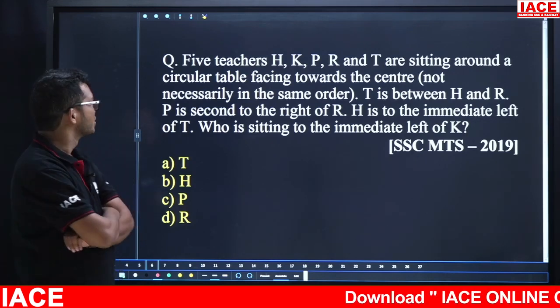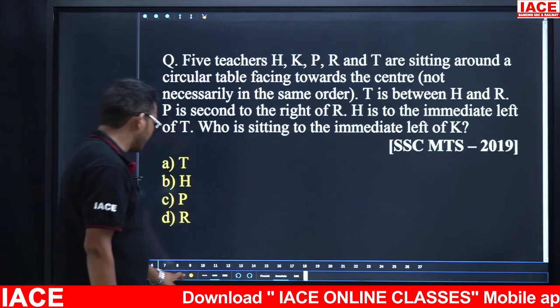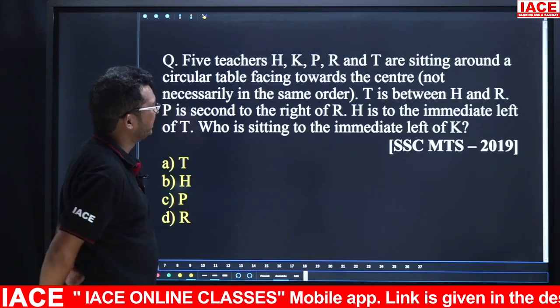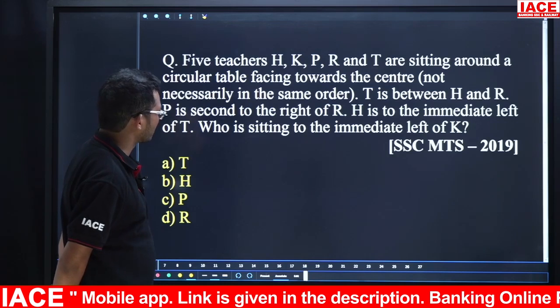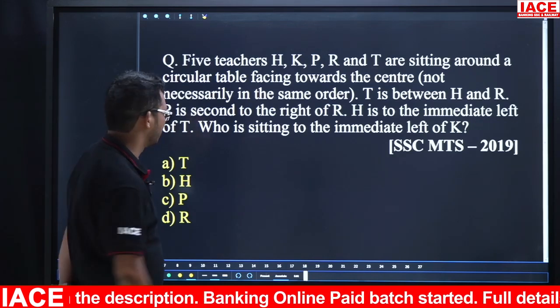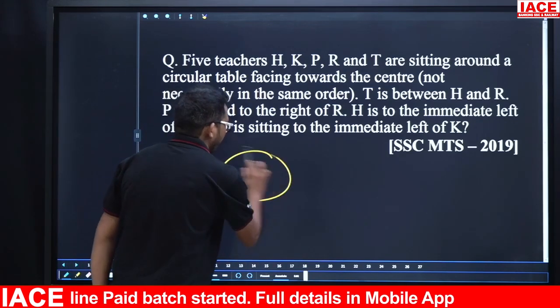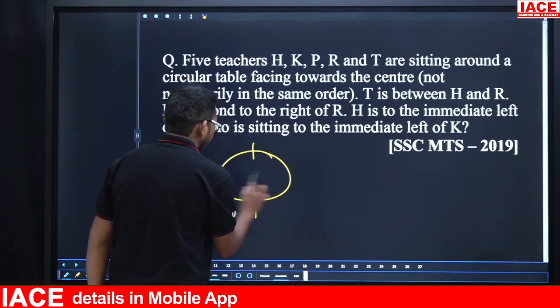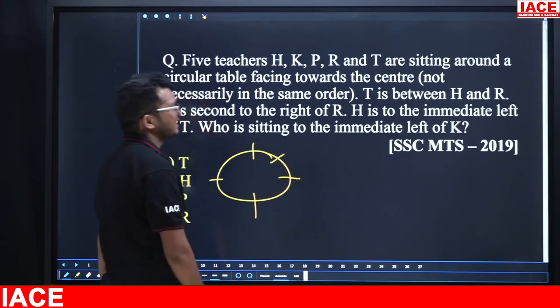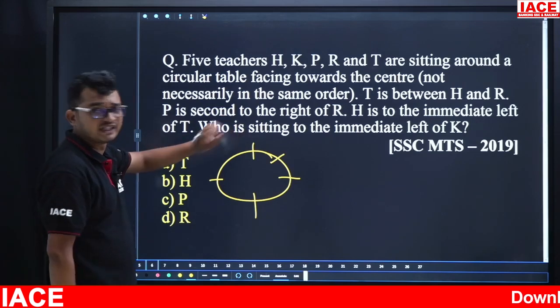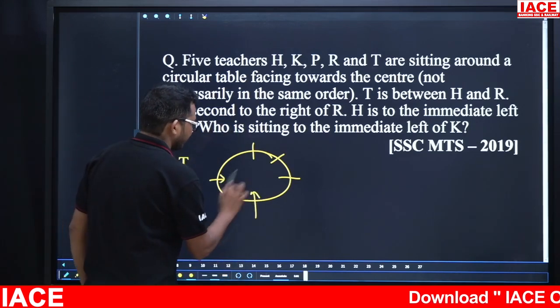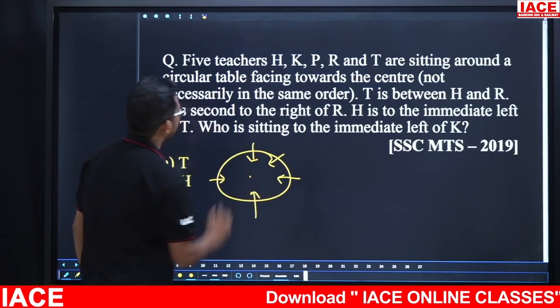Time up. So take the given one. Five teachers H, K, P, R and T are sitting around a circular table facing towards the center. So friends, in total we have 5 members sitting around a circular table, all facing towards the center.